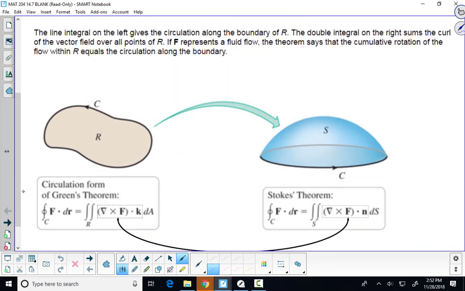Okay, so here we're extending to surfaces, and it's super simple. This was in the xy plane. Now we just bend our region in the xy plane, and we have a boundary. So this C is the boundary of R. This C is the boundary of S. There are an infinite number of surfaces that are going to have that same boundary curve. You could imagine a dome, a paraboloid, an ellipsoid, a cone. You can imagine a million surfaces that have this exact same boundary curve.